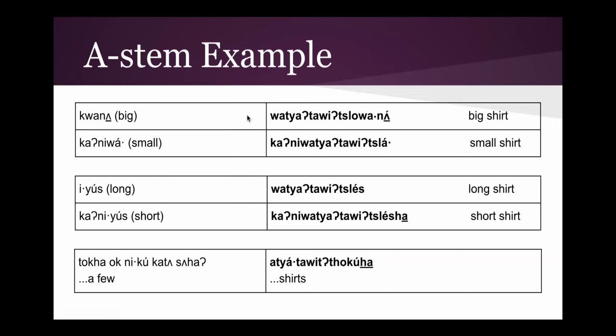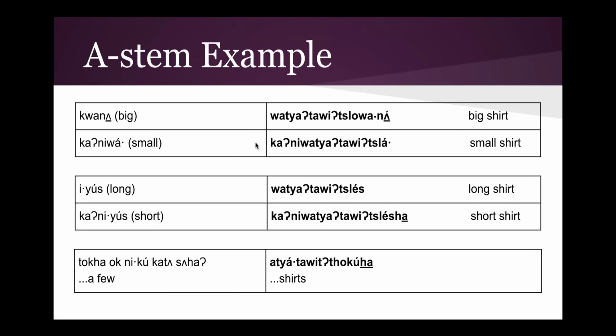So here we go. Here's our A-stem example. Remember when we made this shirt a nice shirt, we had "what yat de wheat sla". So we know that this SL is going to come along with the noun incorporation. Then it sounds like "what yat de wheat slawana". It's a big shirt.